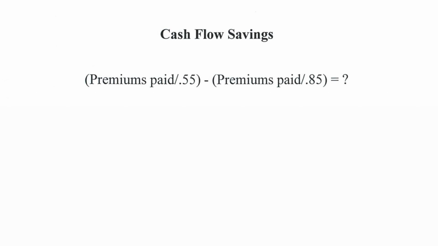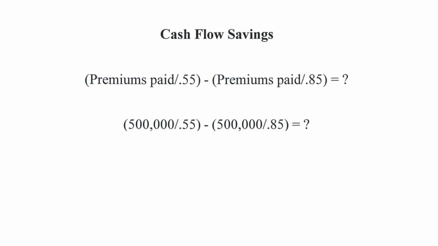I now want to move to the fundamental reason why people purchase life insurance in their companies. It's really about cash flow savings. You have more after-tax dollars to purchase a policy when you do it through a company. And I'm going to give you the formula now. It's your premiums paid divided by 0.55 in brackets, minus, in brackets, premiums paid divided by 0.85. And that will give you the cash flow savings number. 0.55 represents your after-tax dollars. 0.85 represents the company's after-tax dollars.